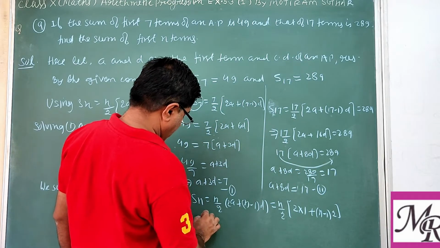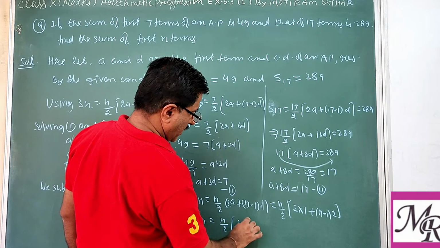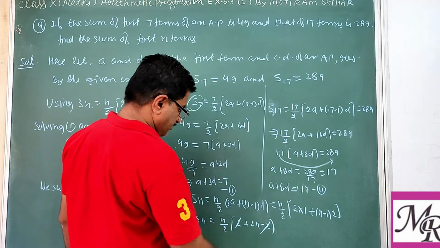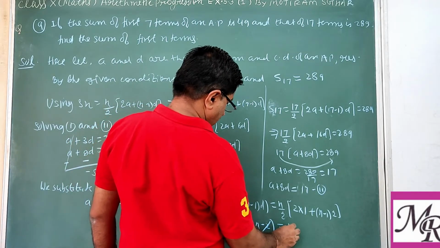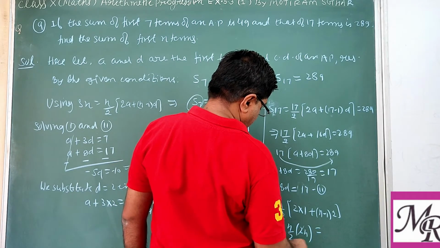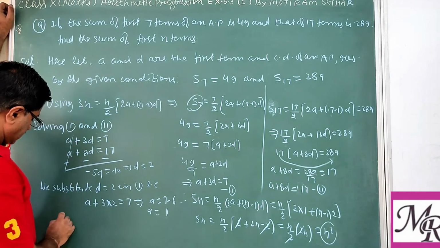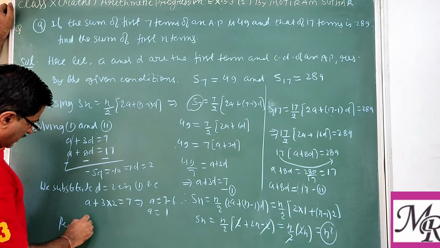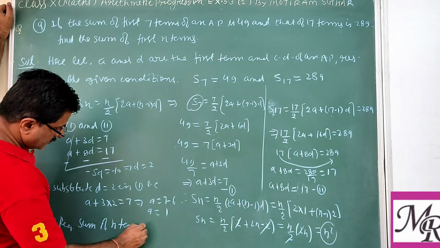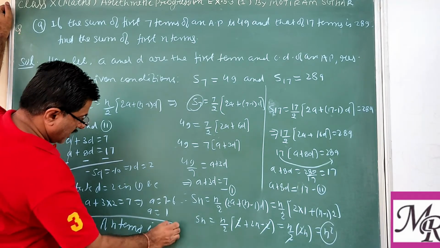So what we get? Sn equal to n by 2 into (2 plus 2n minus 2). So minus plus cancel. So we get n by 2 into 2n. Or 2 divide 2, so n square. So the required sum of n terms is n square. This is our answer.